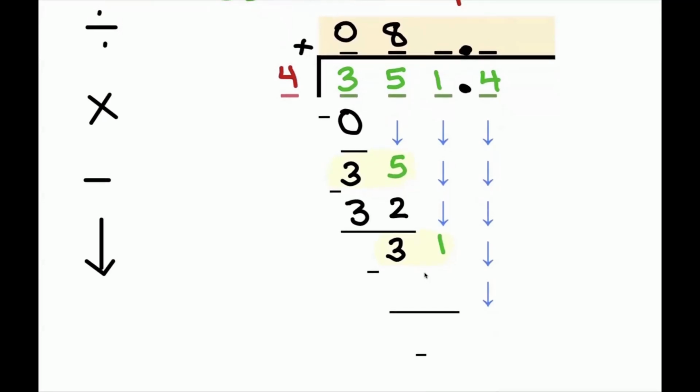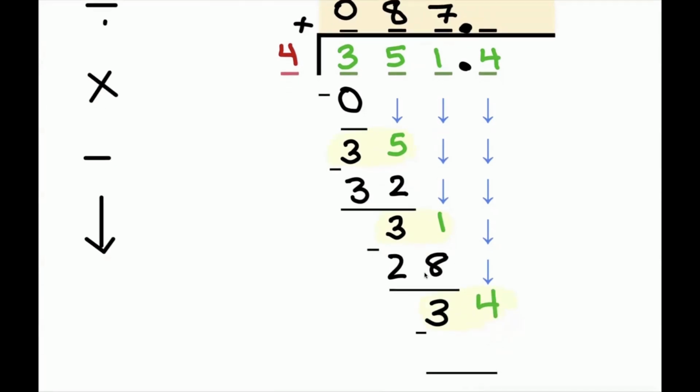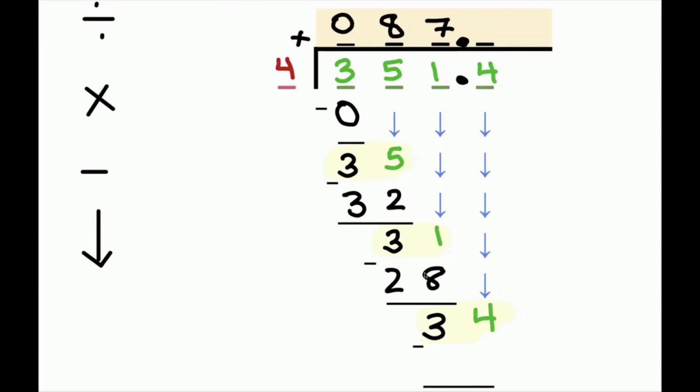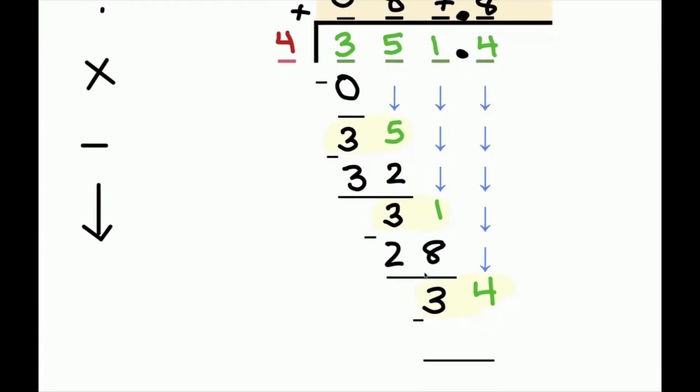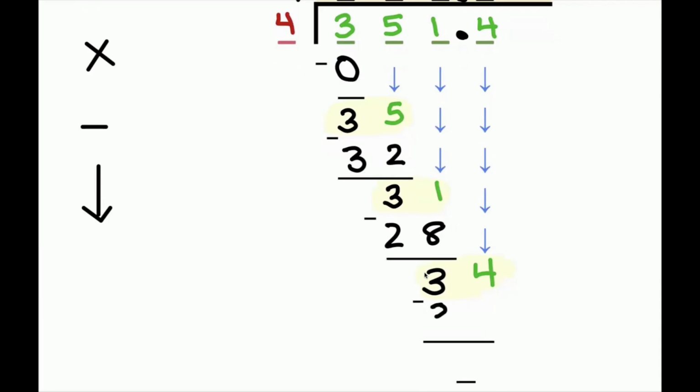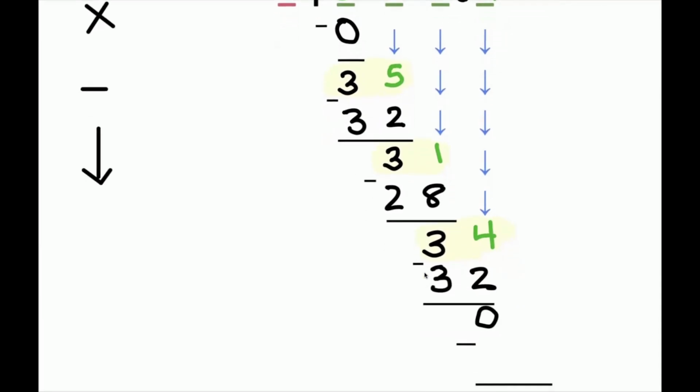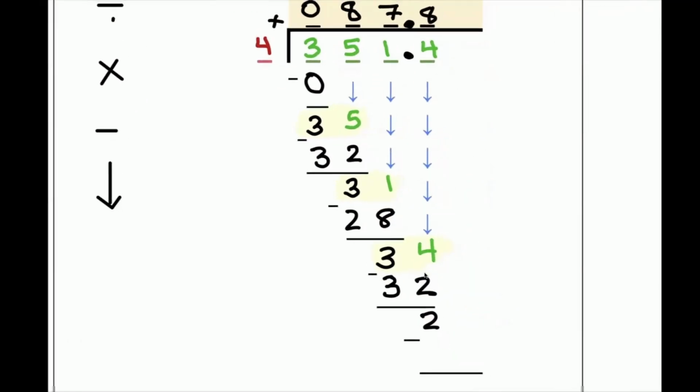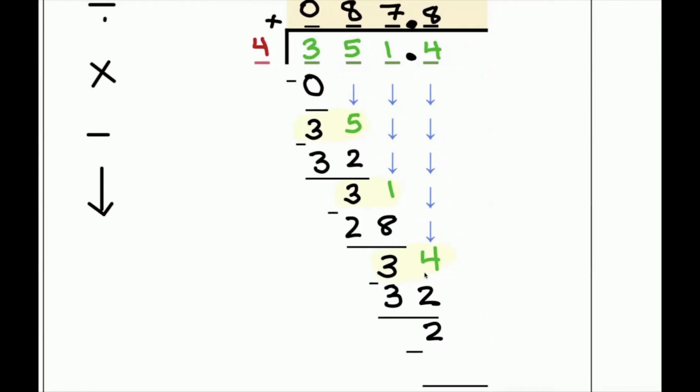4 fits into 31 7 times. 4 times 7 is 28. Subtract. Bring down. The new number we're focusing on is 34. 4 fits into 34 8 times. Subtract. Whoops. 34 minus 32 is 2. Okay, so this is an important piece here. Pause the video, make sure you have this set up.